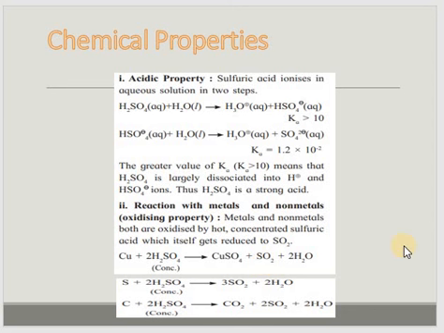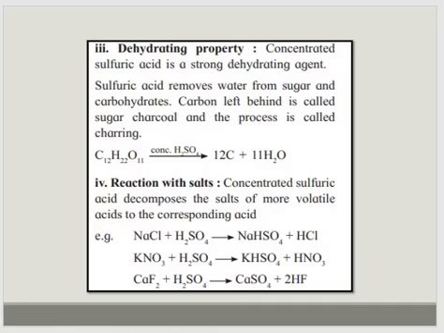In another reaction, sulfur reacts with sulfuric acid to produce sulfur dioxide and water. Carbon will react with hot and concentrated sulfuric acid to give you carbon dioxide, sulfur dioxide and water. Another chemical property is the dehydrating property of sulfuric acid. Concentrated sulfuric acid is a strong dehydrating agent. Sulfuric acid removes water from sugar and carbohydrates. Carbon left behind is called sugar charcoal and the process is called charring.